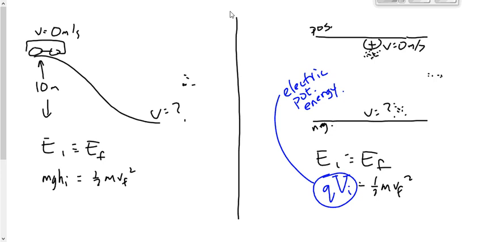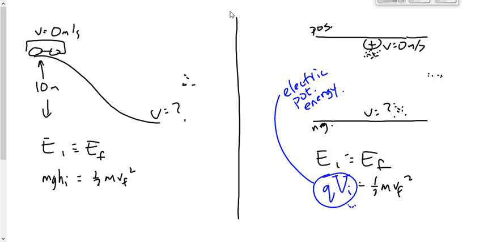We can see that. We know the car at the top of the hill has gravitational potential energy. We know when it gets to the bottom it has kinetic. So we picture it that way, we write it down that way, and then we simply replace mgh with QV every time we see it.